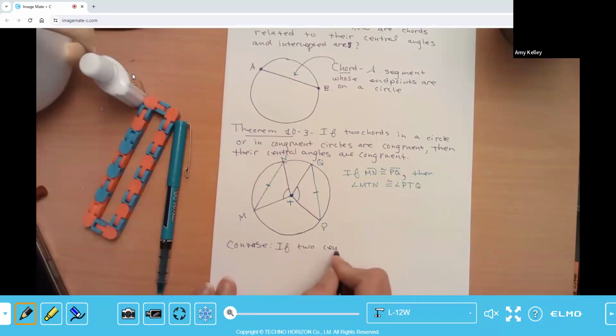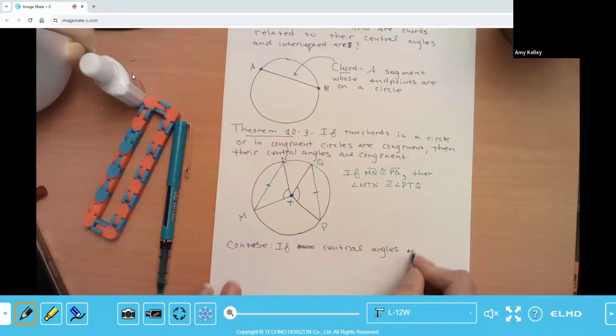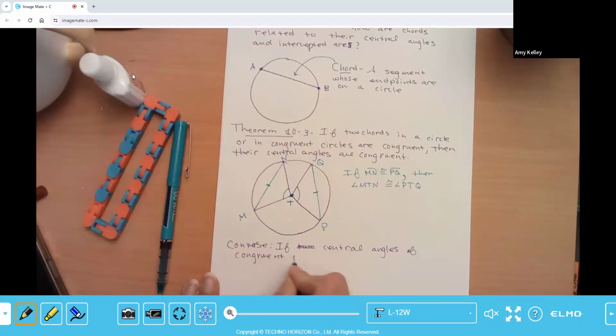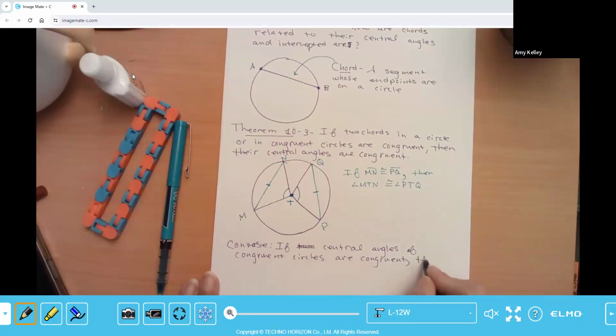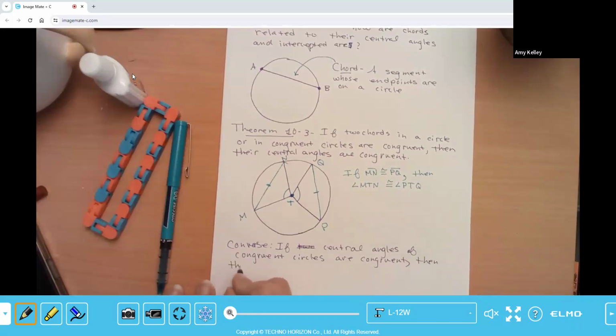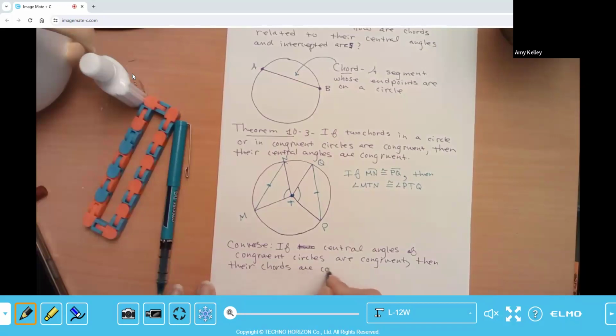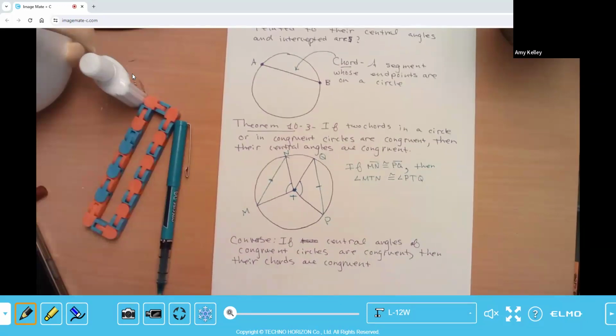So we'll say, if central angles in congruent circles are congruent, then that means their chords are congruent. That's the converse of theorem 10.3.